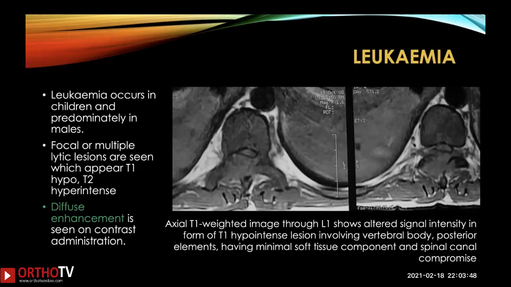Leukemia cases are also seen commonly, but mostly occur in children and mostly male children. So you can see that it involves the vertebral body as well as the neural arch area, and diffuse enhancement is seen on contrast administration. These lesions appear hyperintense on T1 and hyperintense on T2.